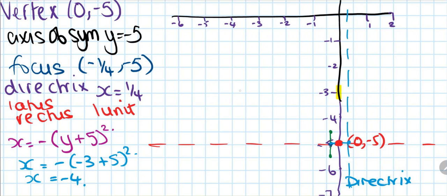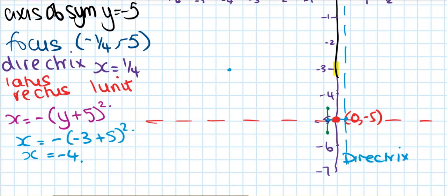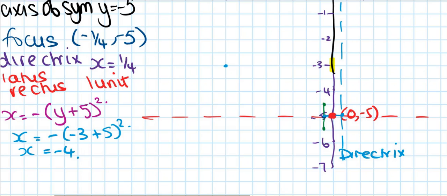So (minus 4, minus 3). So I'm going to have a coordinate here. And I know that it's symmetrical, so 1, 2, 3, 4, 1, 2, 3, 4. So another point there. So now I could just draw from my vertex. This is going to be coming around here through this point, and it's going to look something like this.